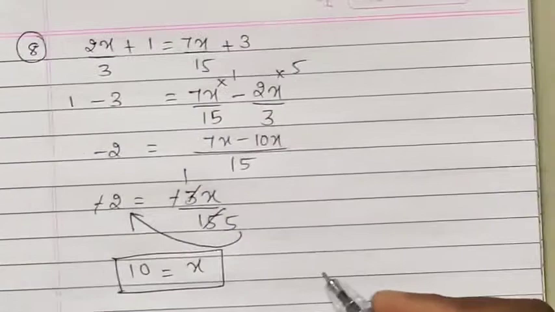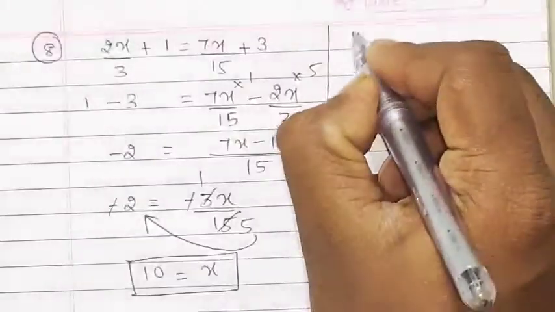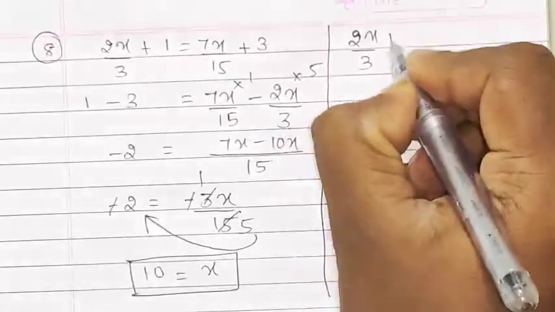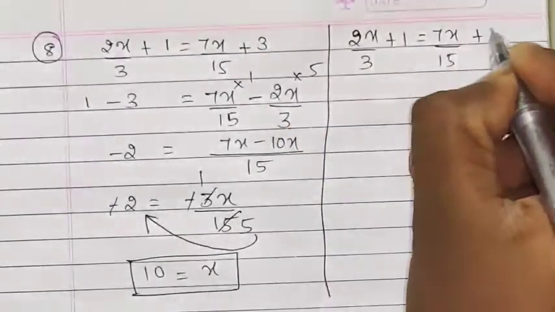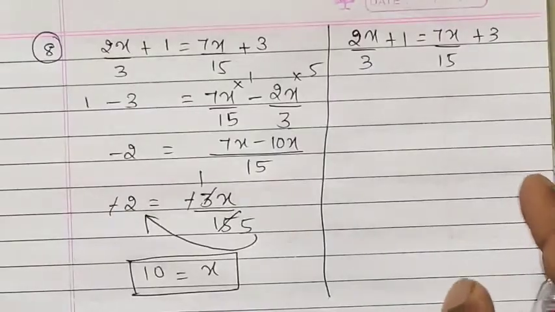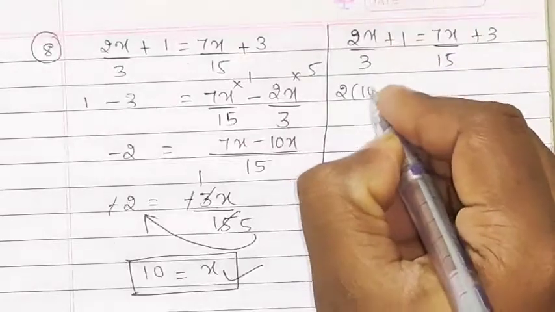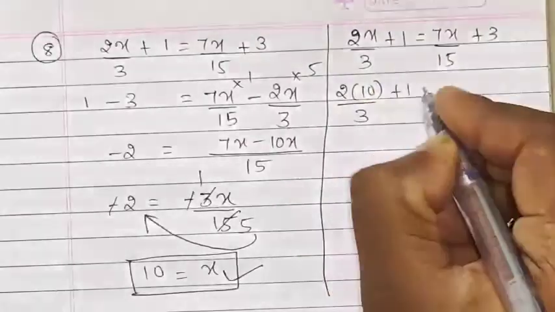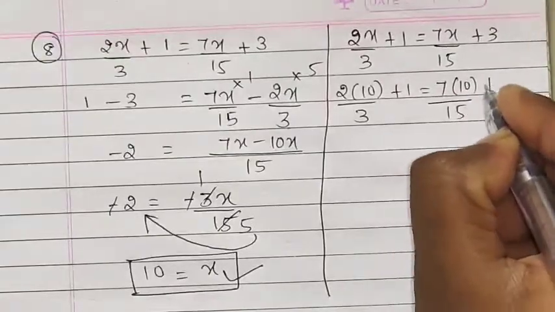Next, verification. The given equation is 2x by 3 plus 1 is equal to 7x upon 15 plus 3. In the place of x, I will substitute x is equal to 10. 2 times the x value, 10, divided by 3 plus 1 is equal to 7 into the x value, 10, divided by 15 plus 3.